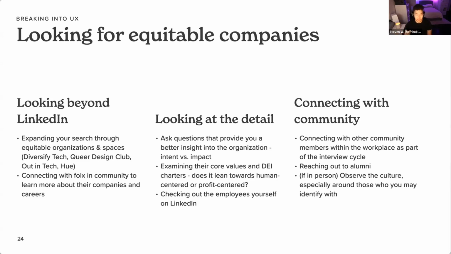Find these diverse organizations, also Diversify Tech. Wonderful, wonderful resource. Check it out. Queer Design Club, Hue is another really great one. And then look at the company, connecting with the communities adjacent to that company, whether it's the ERG groups or employee resource groups or different organizations they do partnerships with, right? Alumni, seeing what the culture is, I think should give you a better understanding of what the company stands for.